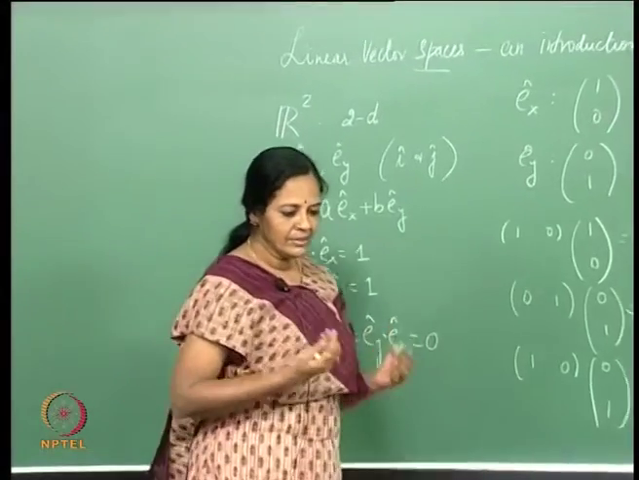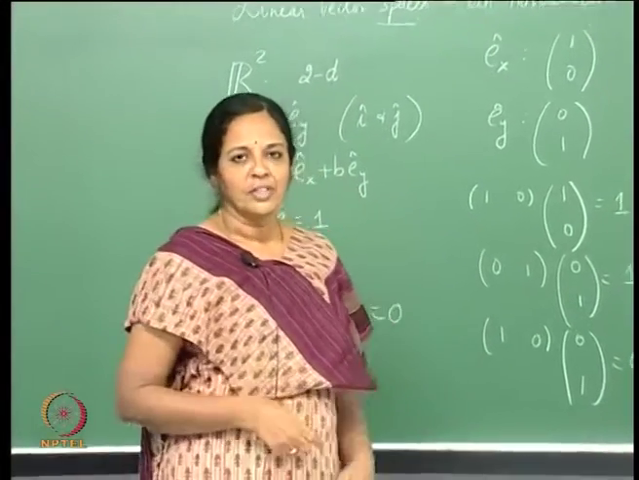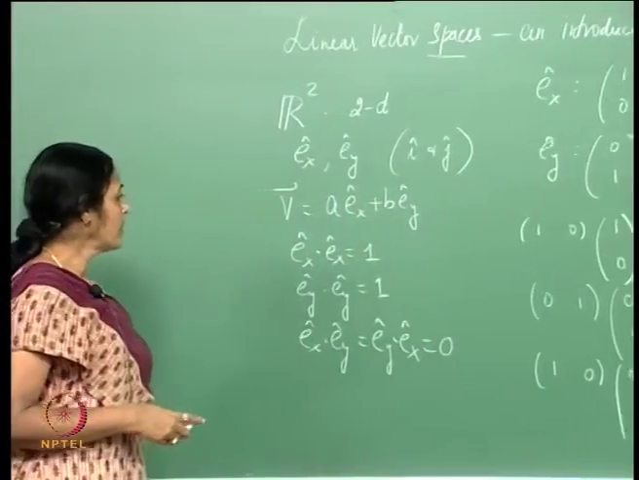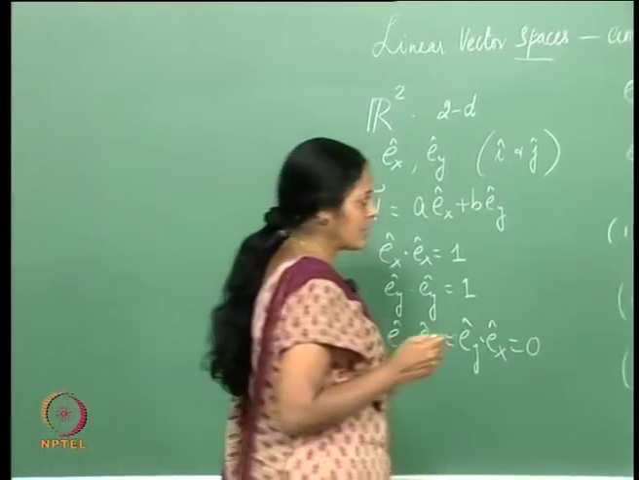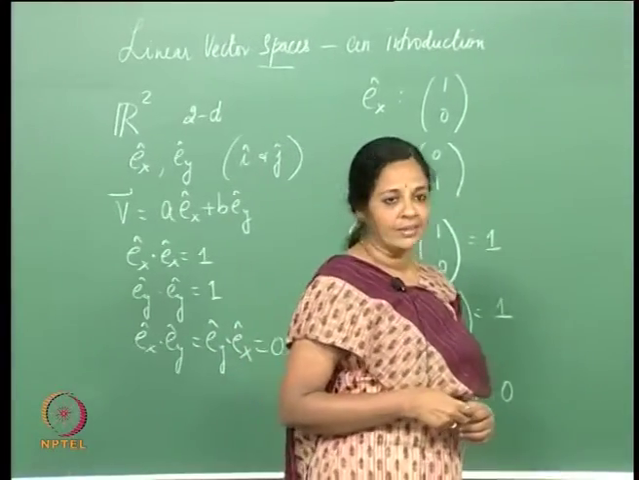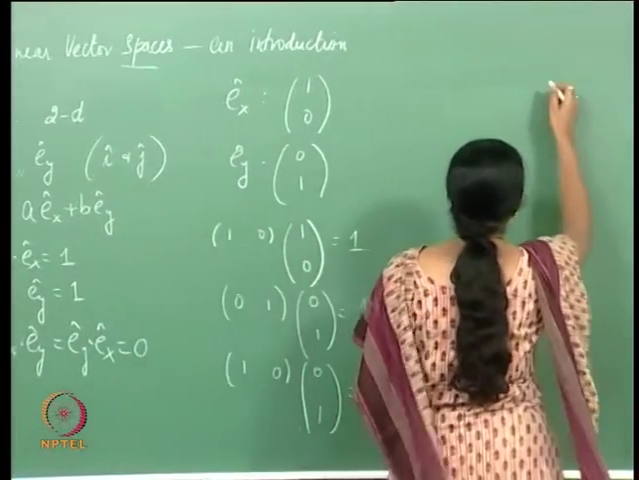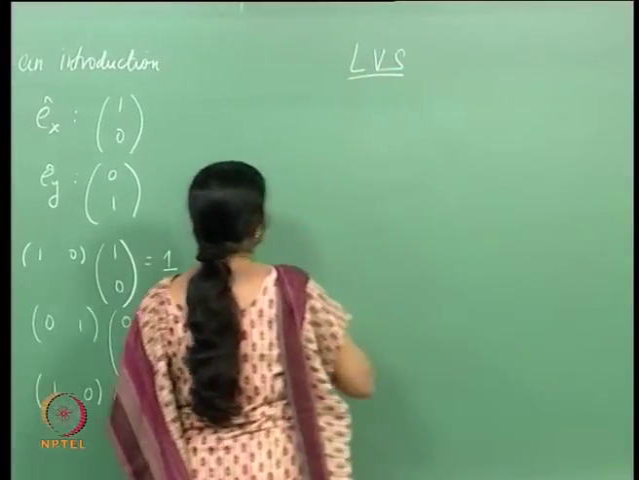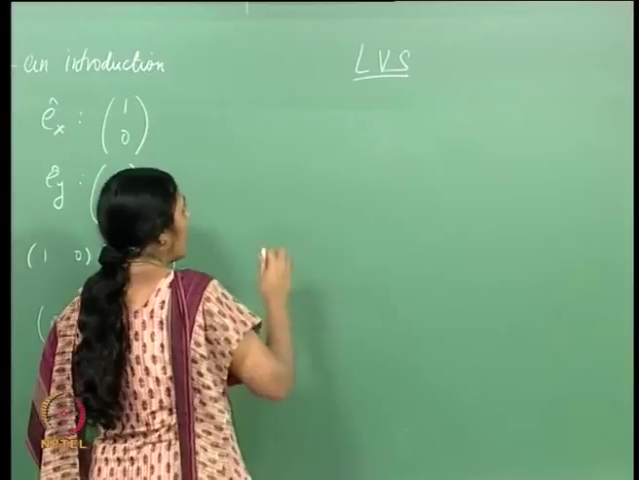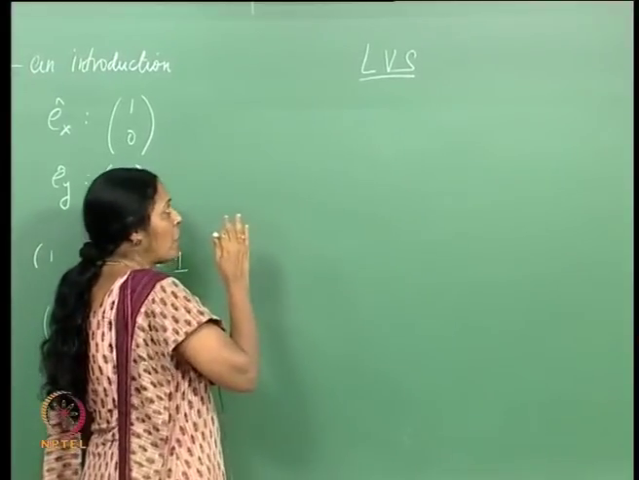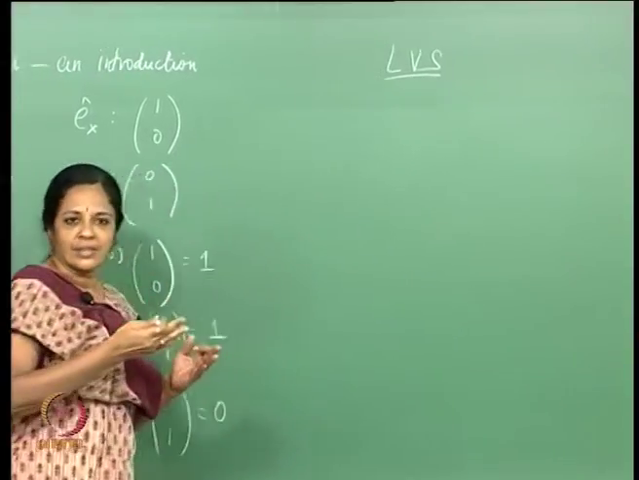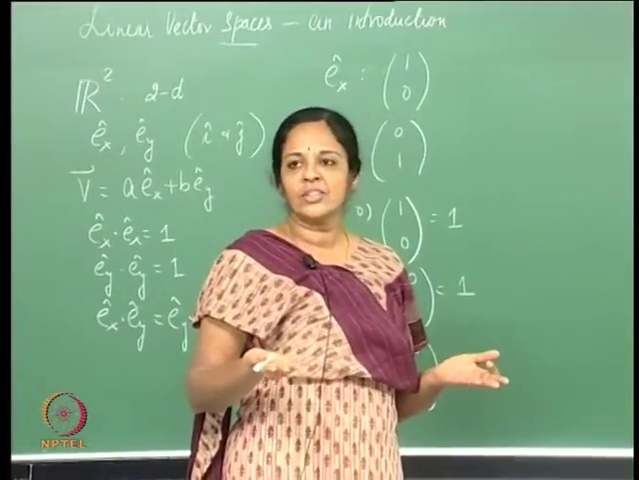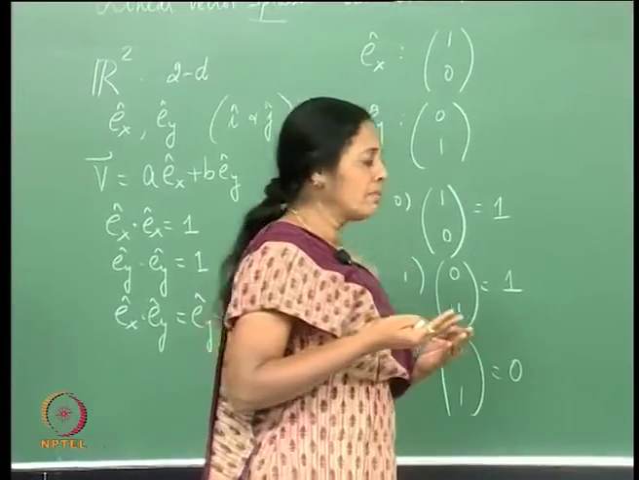So basically, what are the properties of a linear vector space? I've started with giving you an example of a linear vector space, the simplest that I can think of. So what are the properties of a linear vector space? I have to define what happens to states in this linear vector space when I do addition or when I multiply by a scalar.